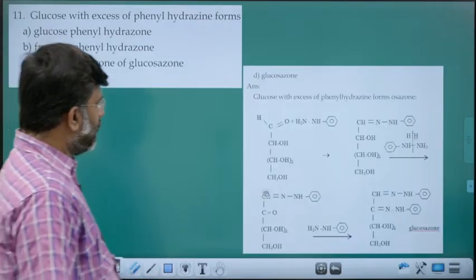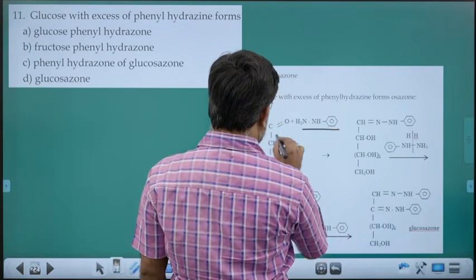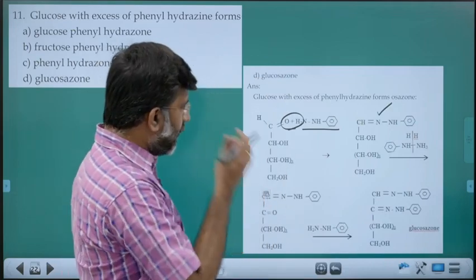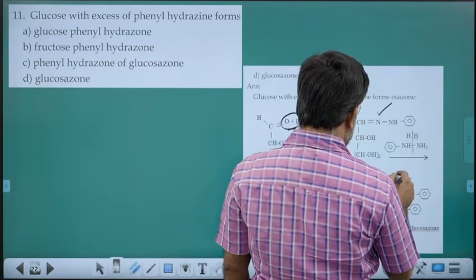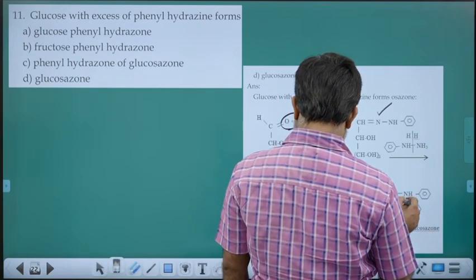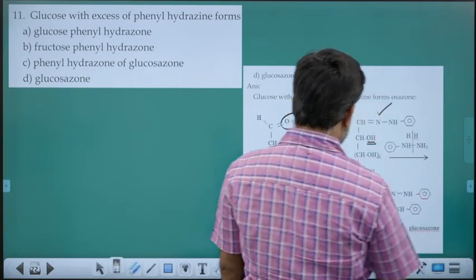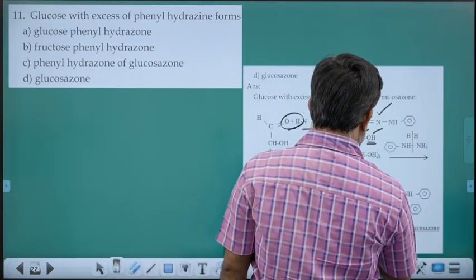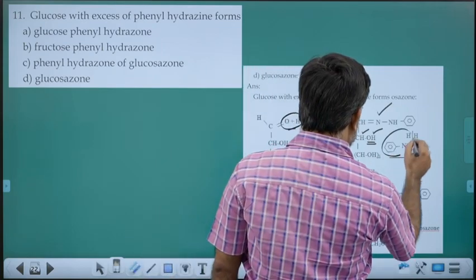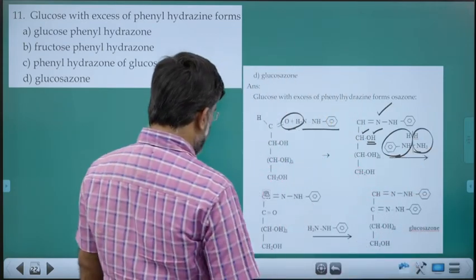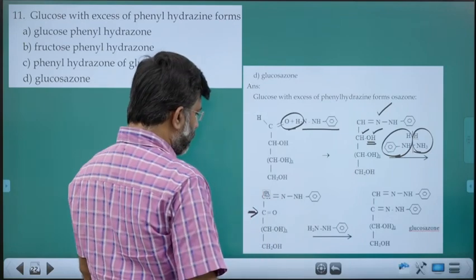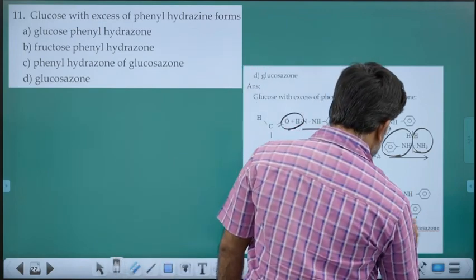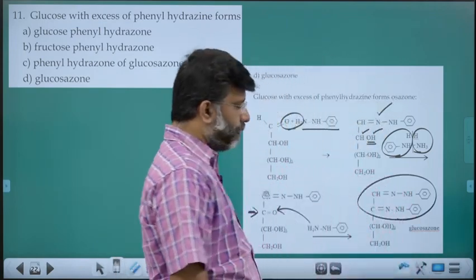What is the reaction? It reacts first with one molecule. It is condensing over here. You are getting this product. Again it is reacting, and it is interacting over this region. One hydrogen is removed and another hydrogen is removed, and it is converted to aniline and ammonia. And thereby you are getting a CO group. And now it again reacts over this CO group, condensing here. You are getting this one. This is called osazone.